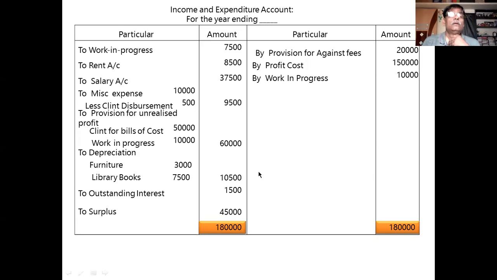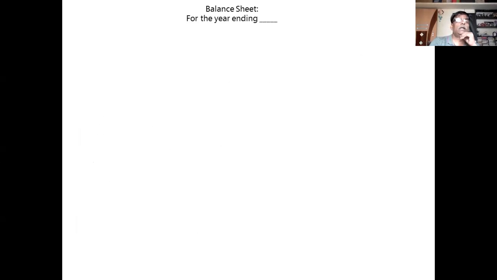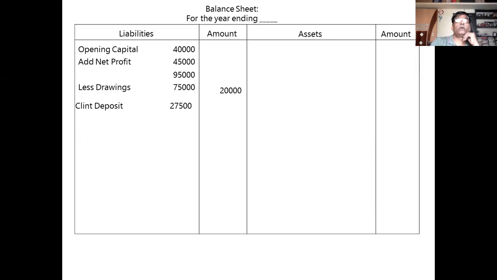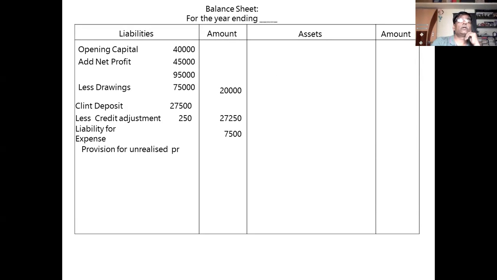Clear? Then go to the balance sheet. In the balance sheet, liability amount, asset amount. First you take capital, add profit, then less drawing. Then client deposit 27,500, less credit adjustment 250. Then balance is 27,250. Liability for expenses 7,500, you take.